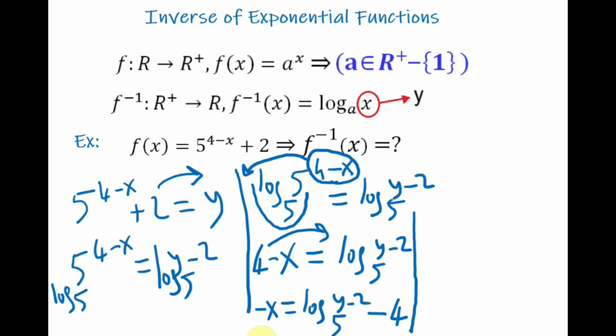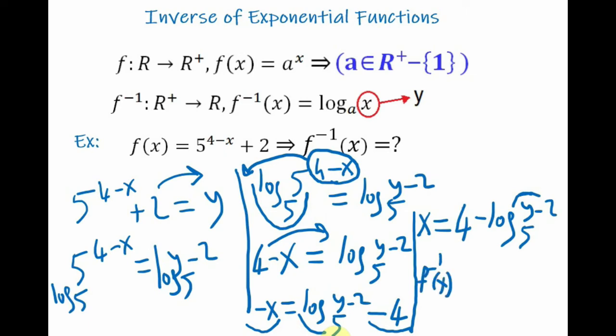What do I mean by both sides? Both sides of the equal sign, okay? So x will be 4 minus logarithm of y minus 2 in base 5. And now as a final step, just switch this y by x and make it f of negative 1, which is the inverse function. So the inverse function is equal to 4 minus logarithm of x minus 2 in base 5. So that is the inverse function of the given exponential function, guys.